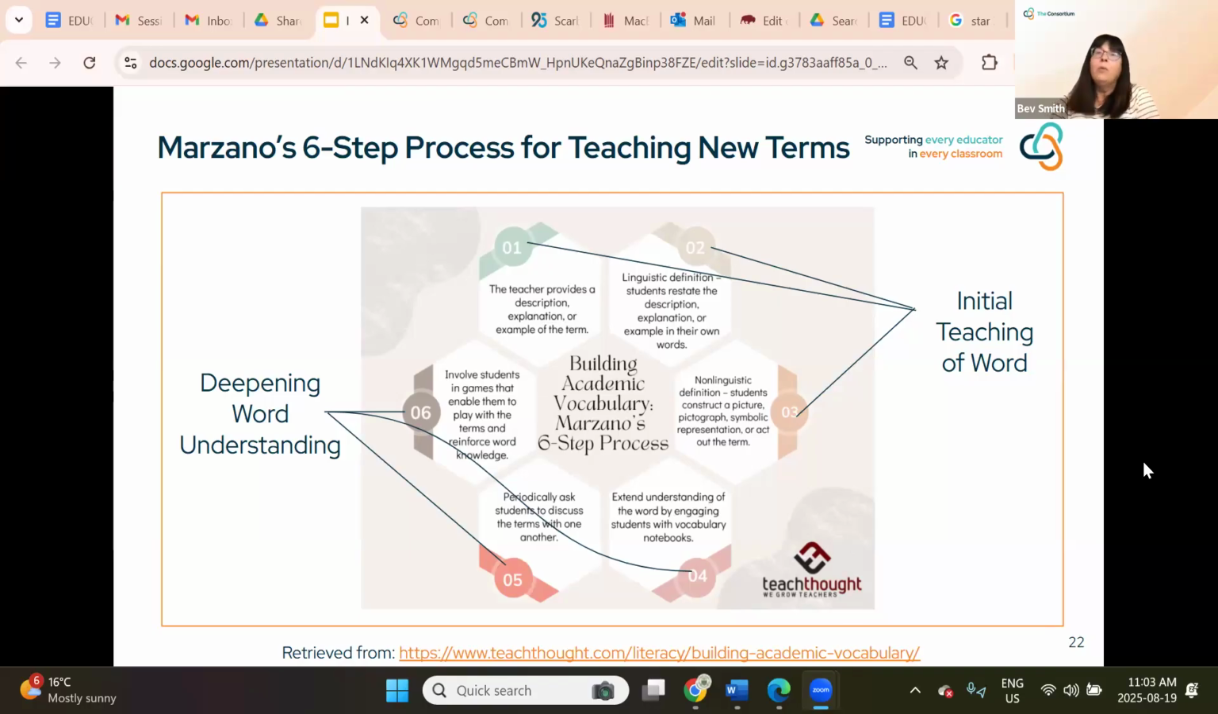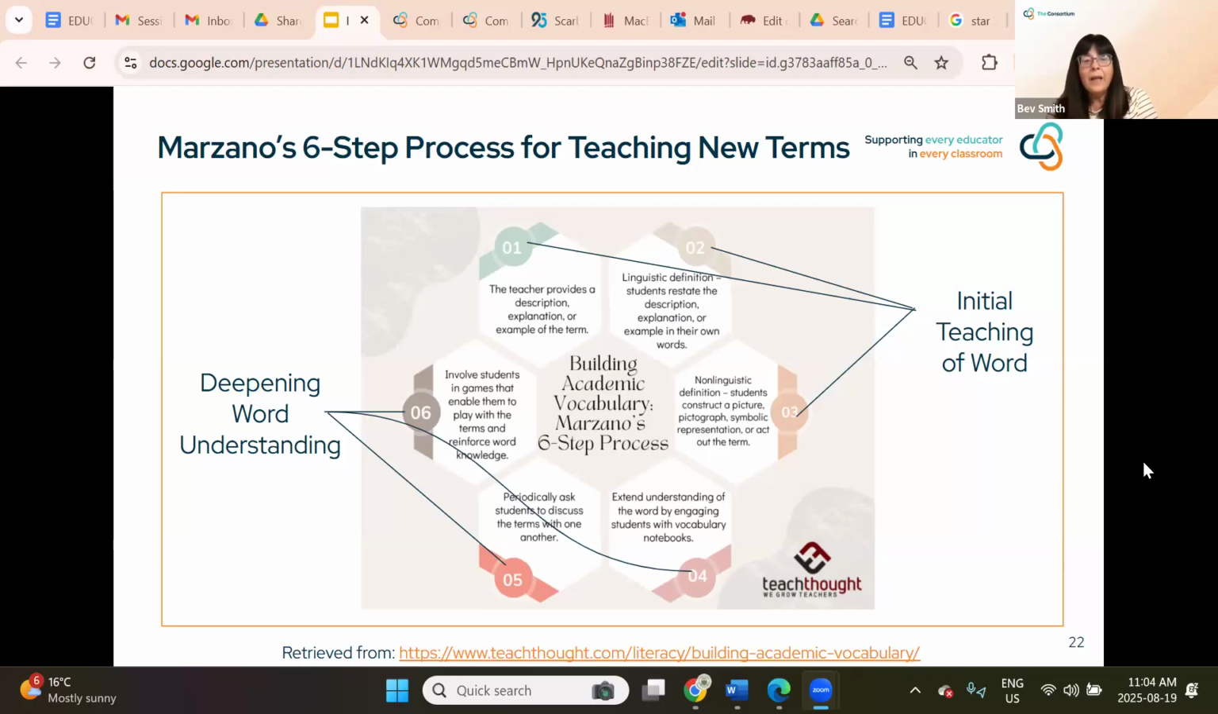Step 1 is we would provide a description, explanation, or an example of the new term, including for many students a non-linguistic representation of the term. So a picture or a short video, something that will be more visual for some of our learners. They really need that. The next thing we would do is ask the students to restate the description, the explanation, or example in their own words. And then we ask them to construct a picture, a symbol, or a graphic to represent the word, the term, or the phrase.